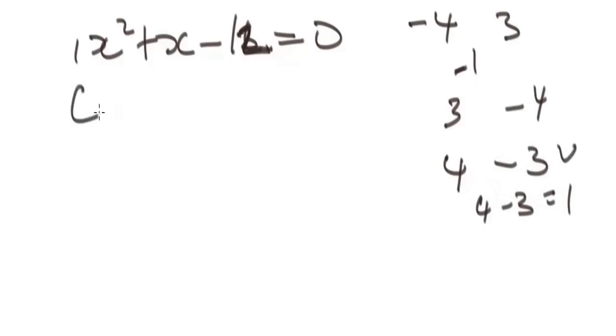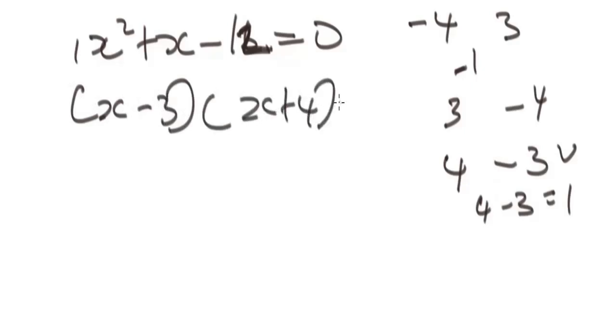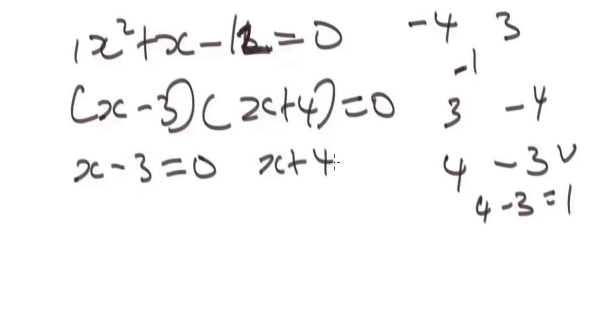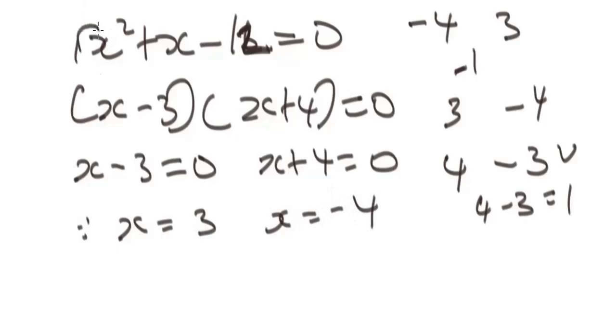So here it will give us x minus 3 times x plus 4 equals 0. We equate each of the factors to 0: x minus 3 equals 0 and x plus 4 equals 0. Therefore, x equals 3 and x equals negative 4. When you plug in 3 and negative 4 for x in this expression, the value is 0. So that will be it for this problem.